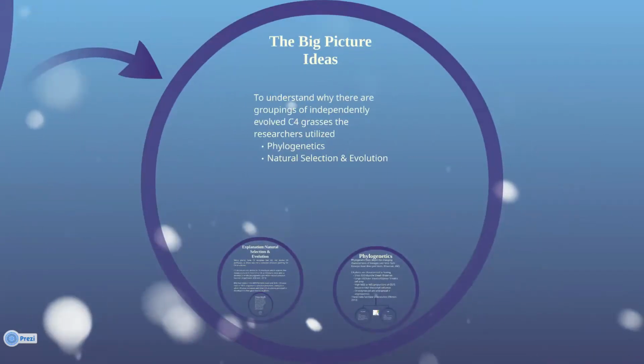Now that we've taken a look at Christin et al.'s paper, let's take a look at the big ideas involved in the research. This research team built a phylogenetic tree for the BEP, PACMAD, monophyletic group, and rationalized their findings with the concepts of natural selection and evolution.